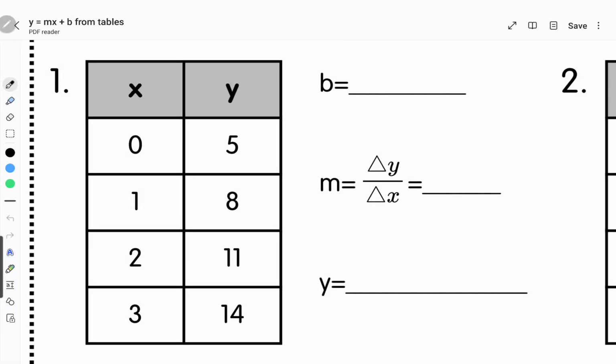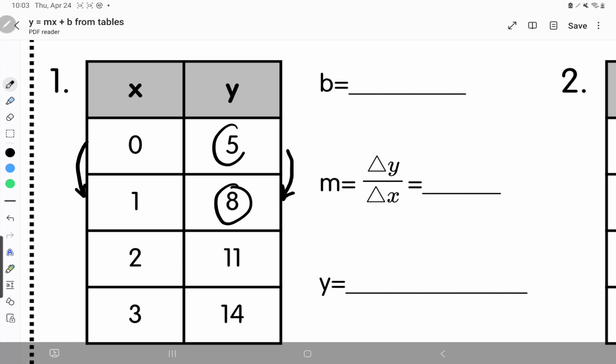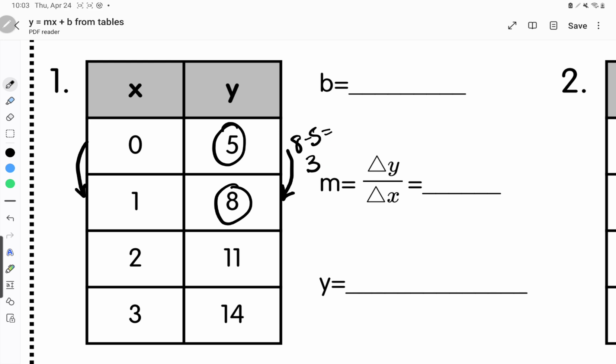When we take a look at tables, what is the first thing that we do? We draw our arrows. So I'm going to draw an arrow from here to here and from here to here. All right, then on this right side, what would I subtract? I would do 8 minus 5, and that gives me 3. On the left side, what would I subtract? I would do 1 minus 0, and that gives me 1.